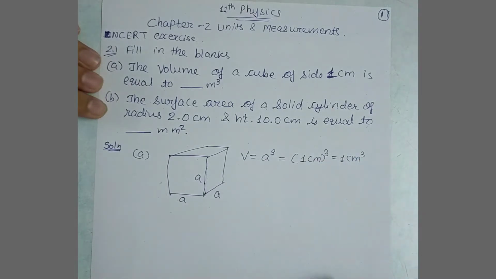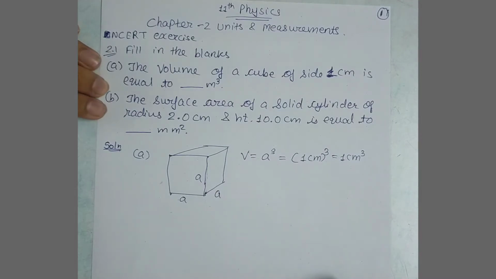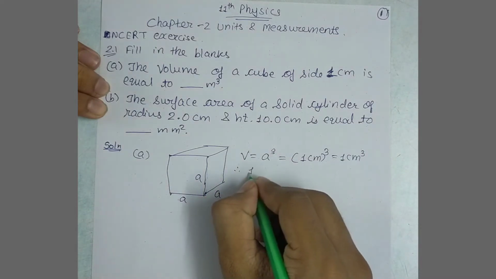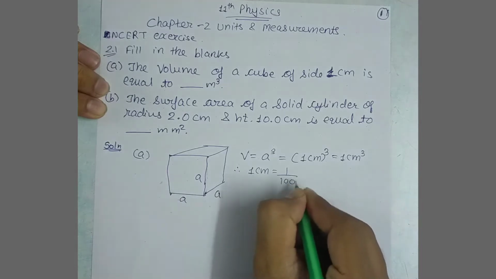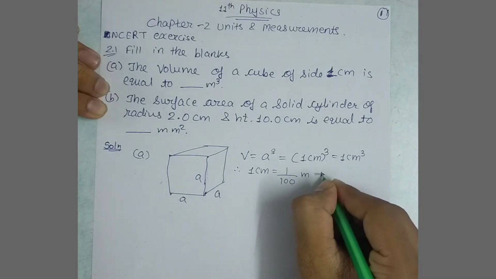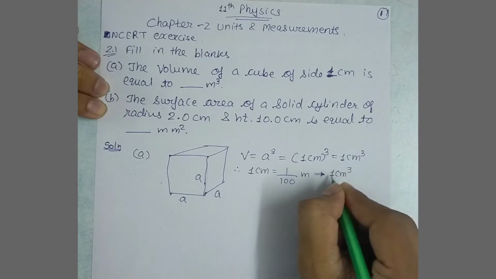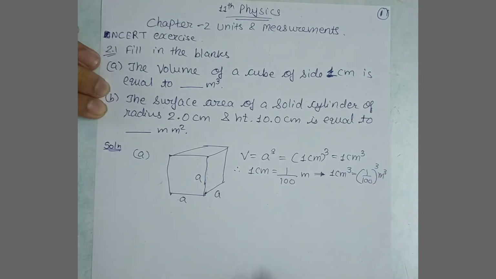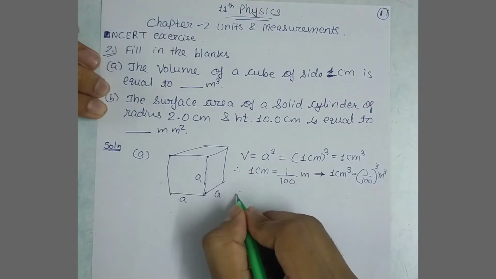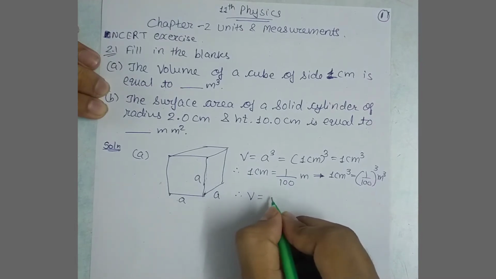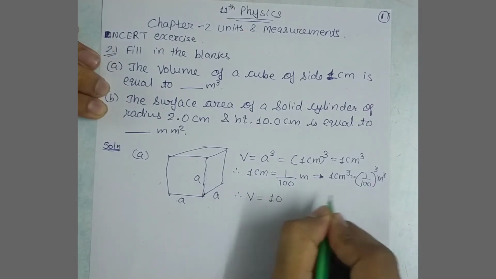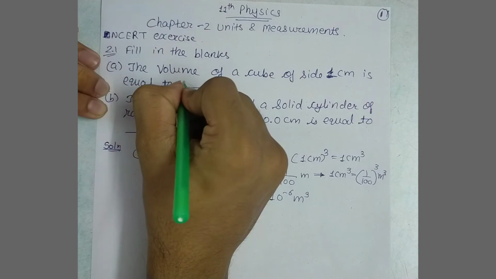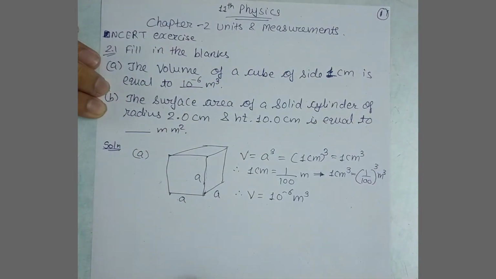Rather than the question of the volume of a cube, it is the question of a conversion of units from centimeter cube to meter cube. So here 1 centimeter is equal to 1 divided by 100 meter, which implies that if we cube on both sides, then 1 centimeter cube turns out to be 1 upon 100 raised to 3 meter cube. Therefore the volume turns out to be 10 raised to minus 2 raised to 3, 10 raised to minus 6 meter cube. So you can simply write the answer as 10 raised to minus 6 meter cube.